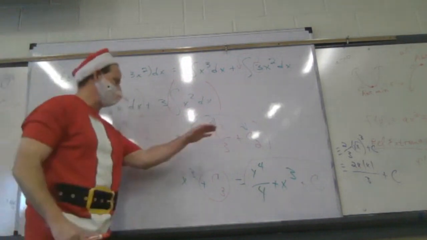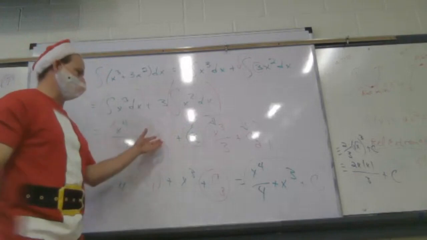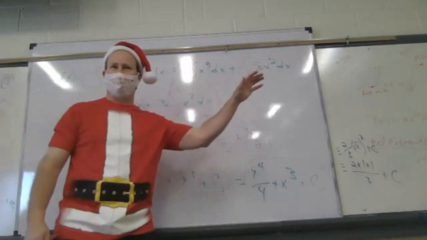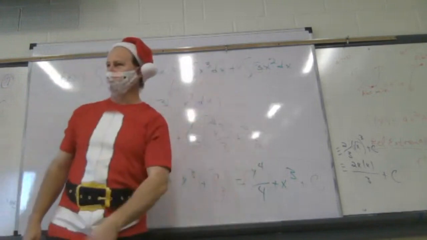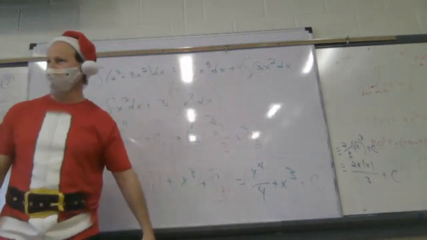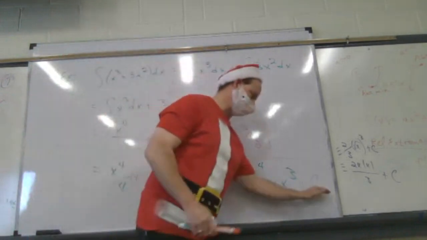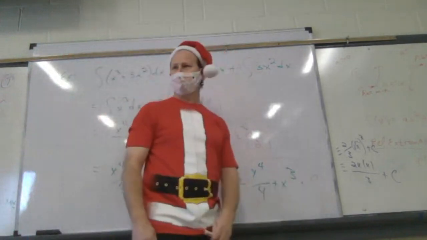Anyway, so I don't do it this way. Why don't I do it this way? I don't worry about the plus C for each part because I could have 100 parts. I don't want to put C1 through C100 if I got 100 different functions that I'm adding or subtracting together, right? So I just put the plus C on at the end.